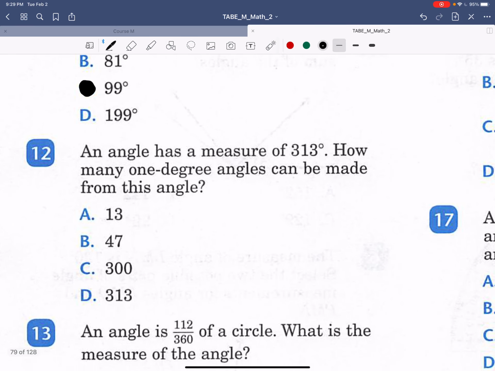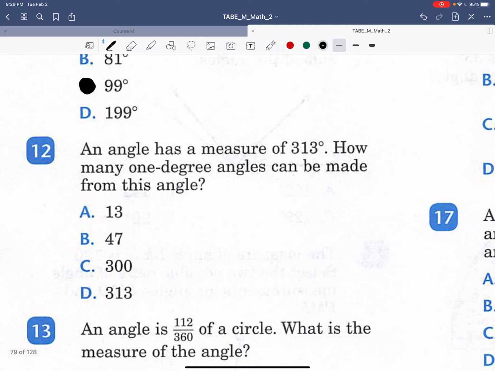An angle has a measurement of 313 degrees. How many 1-degree angles can be made from this angle? So I'm going to break down the 313 into 1 degrees, and that would leave me with 313 of them, which is option D for number 12.